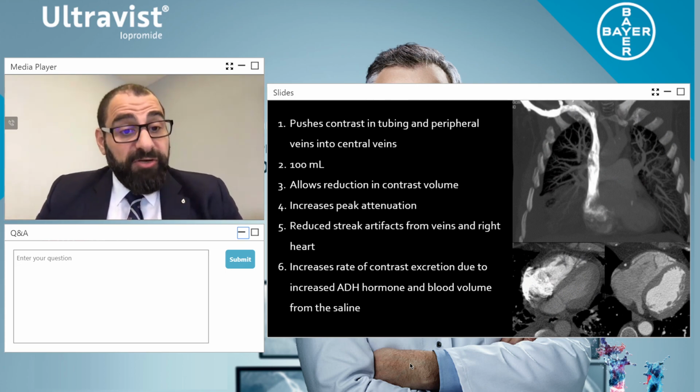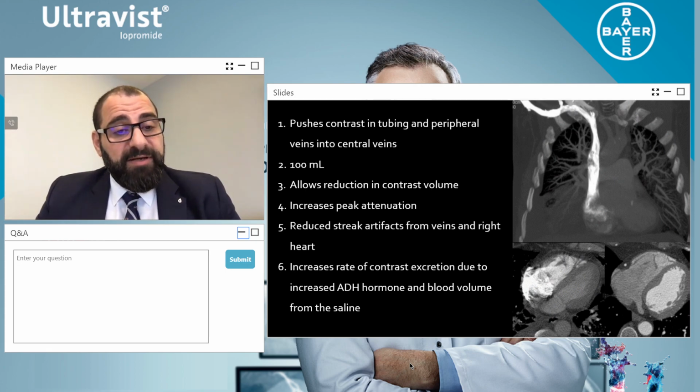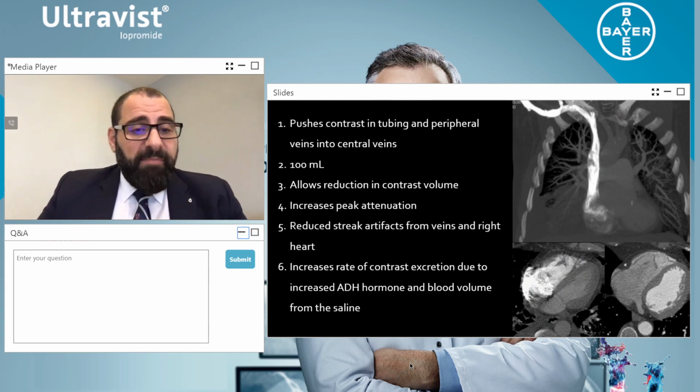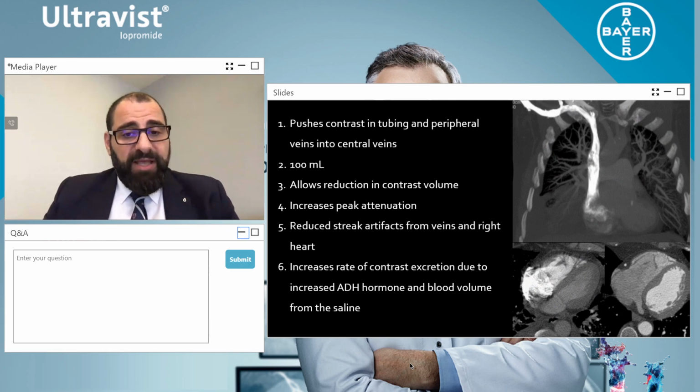So the only time we don't give saline is when a patient has chronic cardiac failure, pulmonary edema, or left-sided heart failure. And number 5 in giving saline, it reduces the streak artifacts from the veins and in the right side of the heart. Now, this is not as important for liver imaging, but I'm going to show you flow rates of contrast media is becoming a problem, especially in imaging. Also, we increase the rate of contrast media excretion, which is more important.